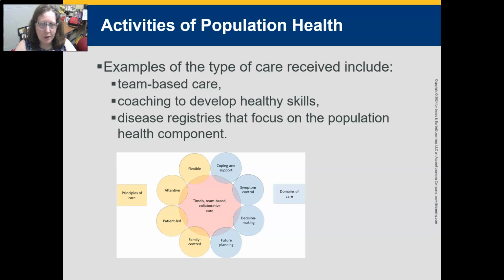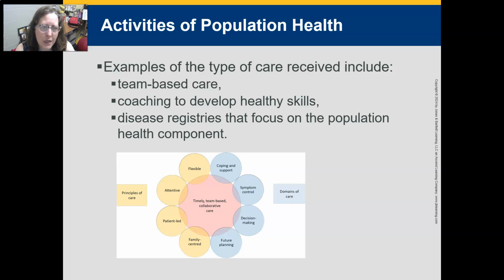So examples of the type of care received within population health include, for example, team-based care. And so I have a graph here for team-based care. Team-based care is, by principle, family-centered, patient-led, attentive, and flexible to the needs of the patient. And the domains of care within team-based care are coping and support, symptom control, decision-making, which should be collaborative, right, and future planning. So I just thought that'd be helpful to explain a little bit more what they mean by team-based care.